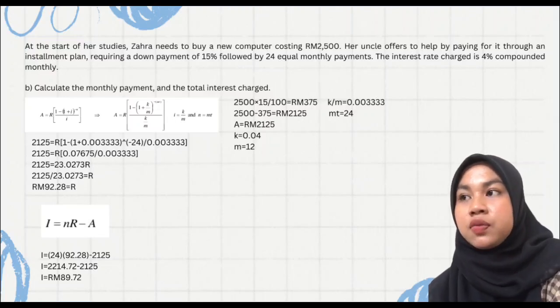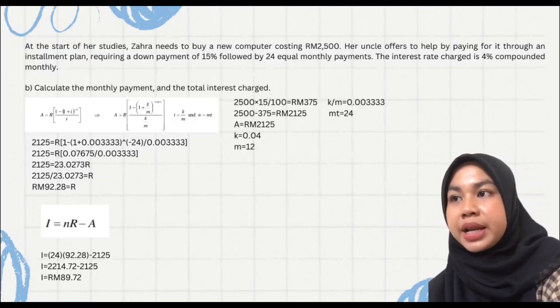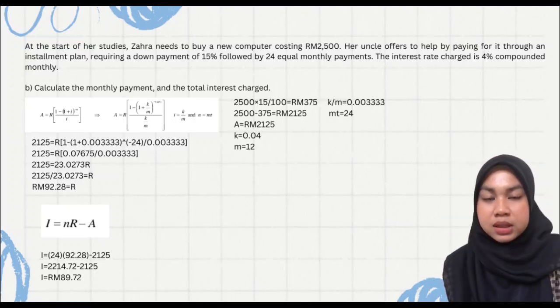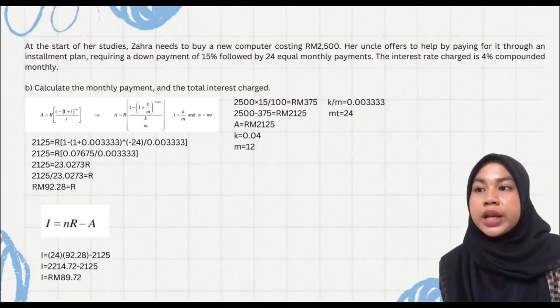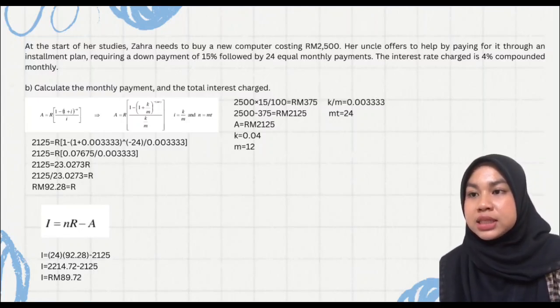So, for question B, we use A equals R [1 minus (1 plus i/m) to the power of minus mt] per [i/m]. So after we get the formula, we can solve this question. 2,125 ringgit equals R [1 minus (1 plus 0.003333) to the power of minus 24] per 0.003333.